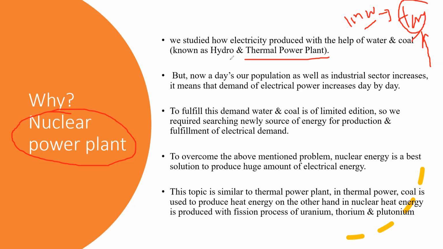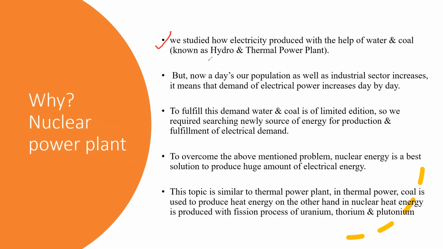And in the case of a hydropower plant, similarly, we use a large amount of water, the stored potential energy of water, which is converted into electrical energy. It requires large space and a large amount of water. But a nuclear power plant is quite exceptional. In a nuclear power plant, we need a very small amount of uranium to produce electrical energy. So this is the advantage of the nuclear power plant. That's why we choose a nuclear power plant.